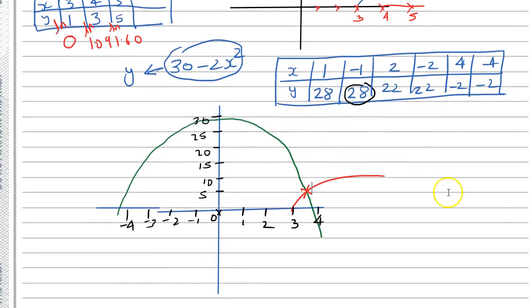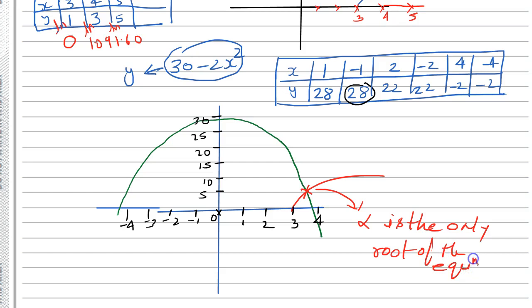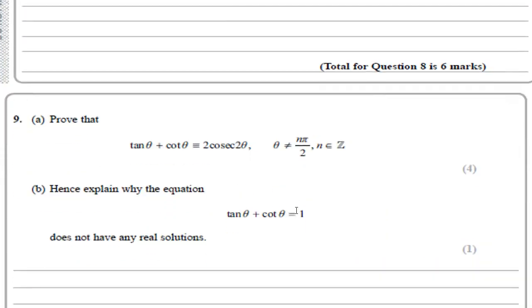So with the help of the graph, you can show that if this is alpha, then alpha is the only root of the equation. Make sure that I have sketched this graph. It is just a rough sketch, not exact. Okay, sorry about that. Now the next question is here.